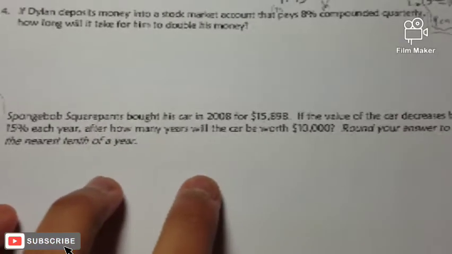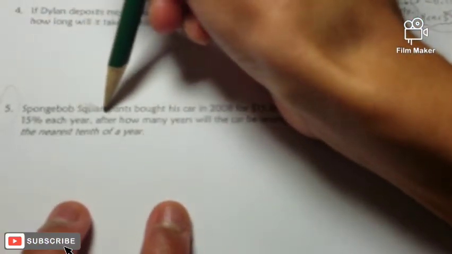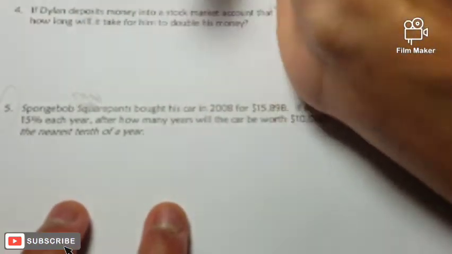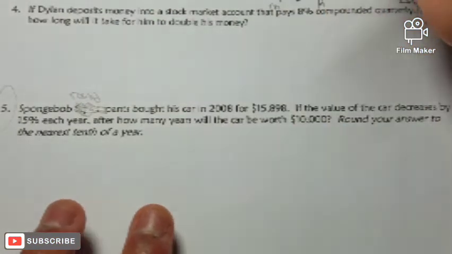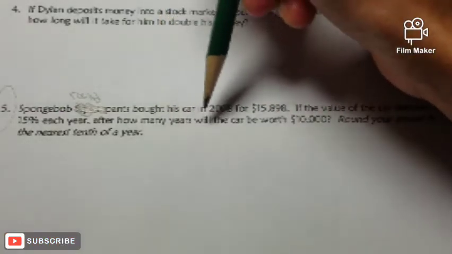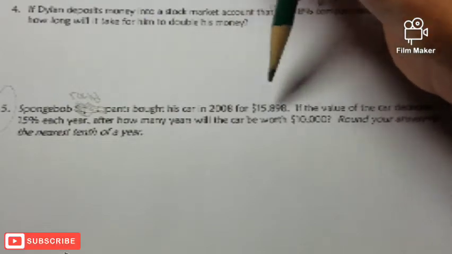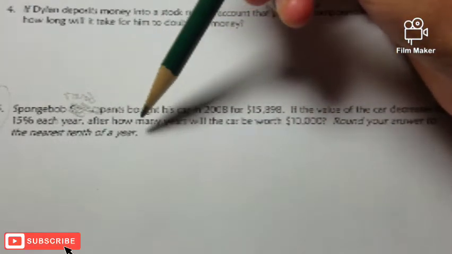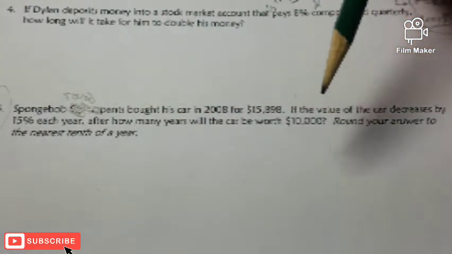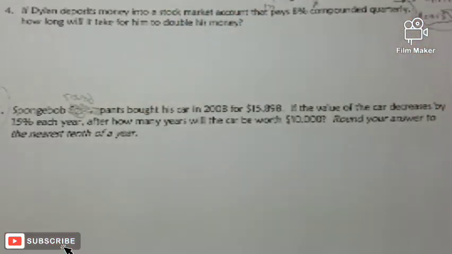Okay, SpongeBob SquarePants, we're going to take that out. We're not doing any square pants. We're doing round pants. SpongeBob Round Pants bought his car in 2008 for $15,898. If the value of the car decreases by 15% each year, after how many years will the car be worth $10,000? Round your answer to the nearest tenth.